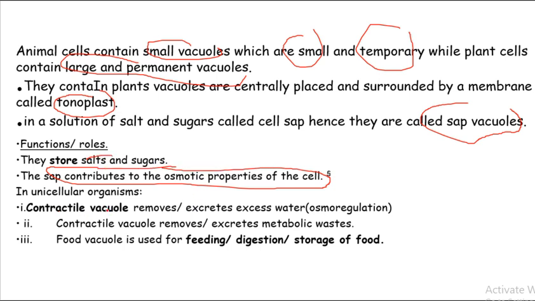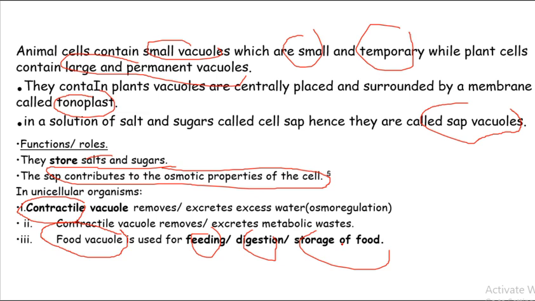Then in unicellular organisms, we have what we call the contractile vacuole. The contractile vacuole removes or excretes excess water through osmoregulation. Then also it excretes metabolic waste. Another type of vacuole in unicellular organisms is the food vacuole, and it is for feeding, digestion or storage of food. You must know all those types of vacuoles.